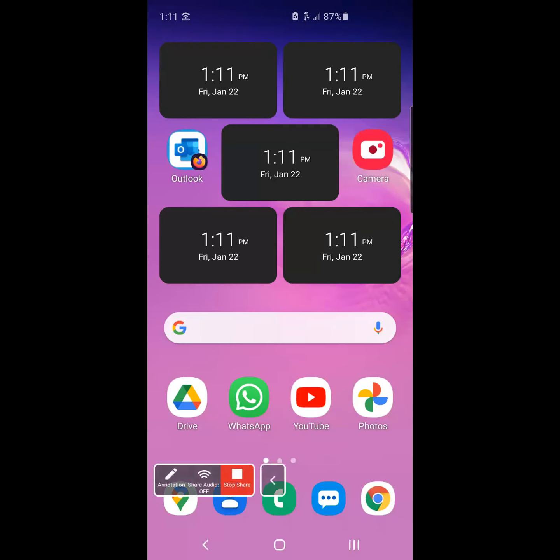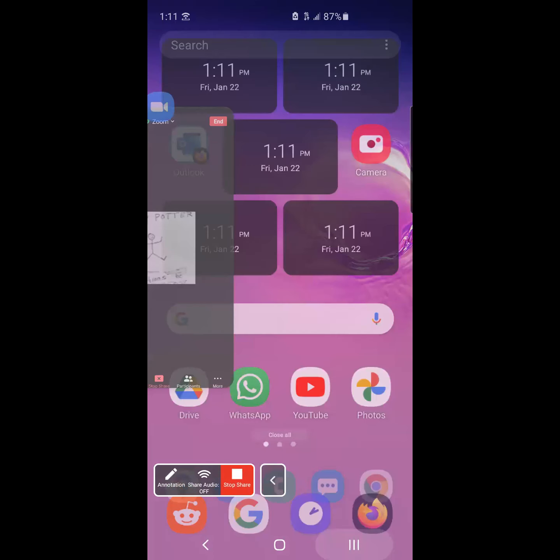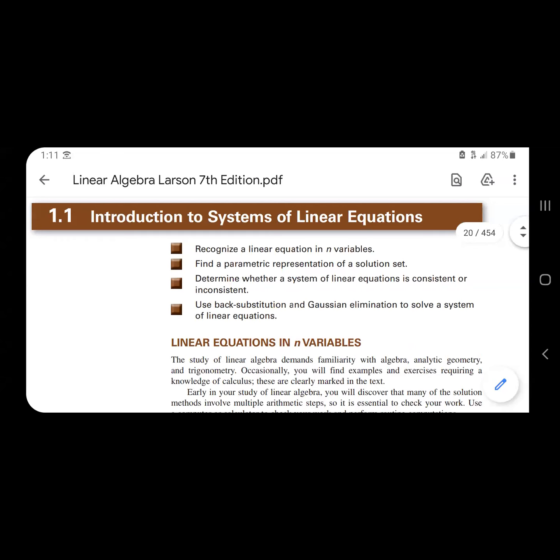First thing I'm going to do is share my screen with you, and here we go. Our course, as you know, is using Linear Algebra by Larson, 7th edition. I have it as a PDF.